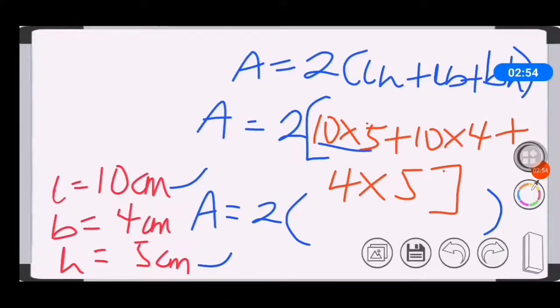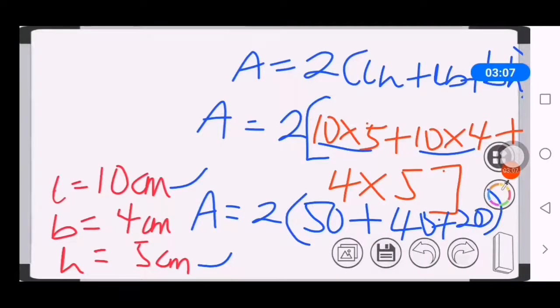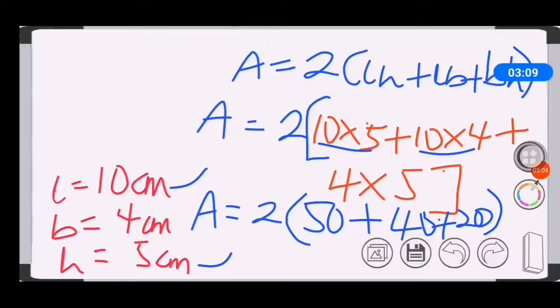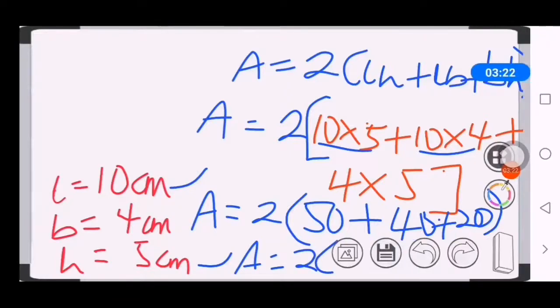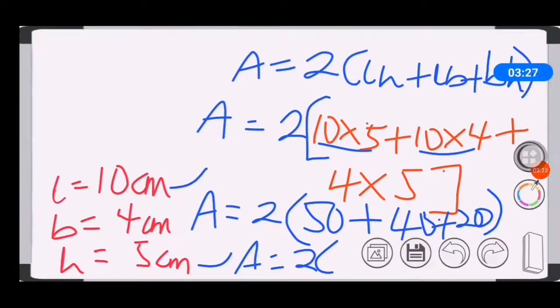Let's simplify. 10 times 5 is 50. Then we have plus 10 times 4, 40. Then finally, we have 4 times 5, so plus 20 here. All right, simplifying the bracket, we are going to get 50 plus 40, which is 90. 90 plus 20, which is 110. So we have our area as 2 times 110, like that.